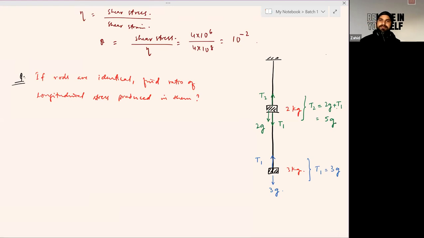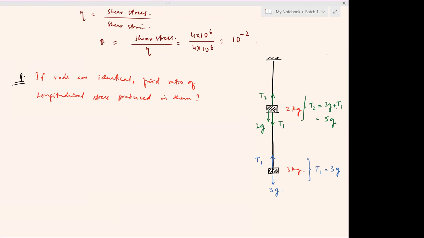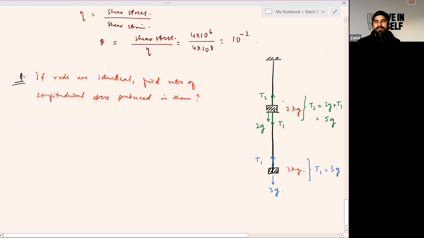Salman, is it clear? Yes, sir. Is it clear to this part? Yeah.